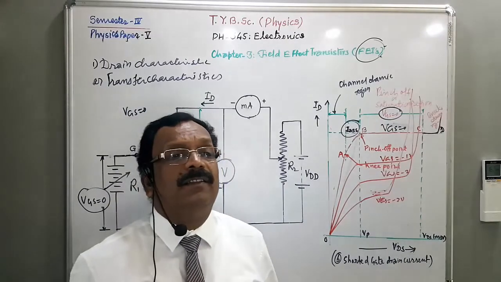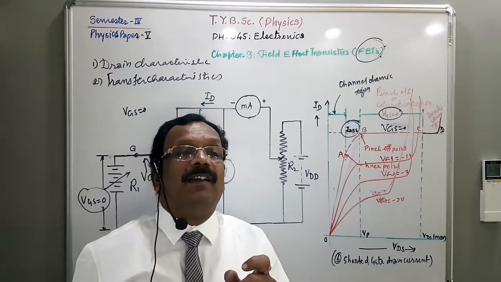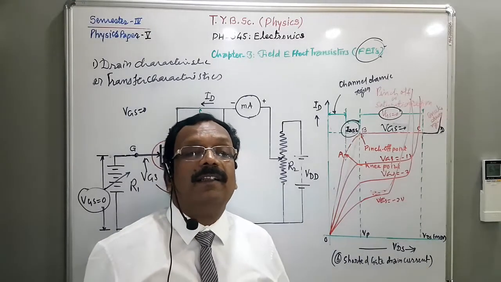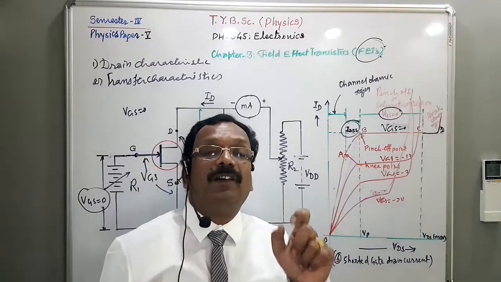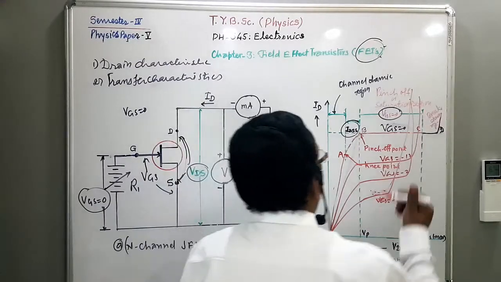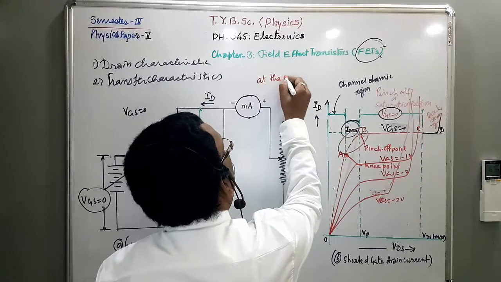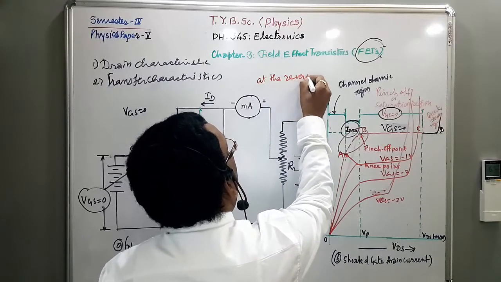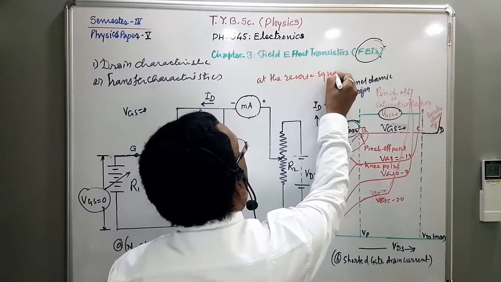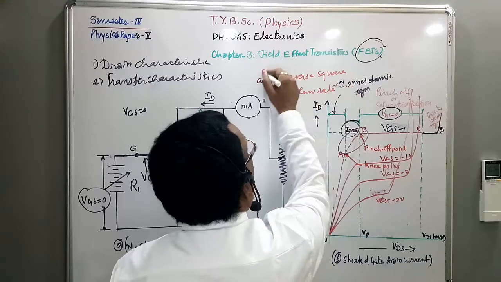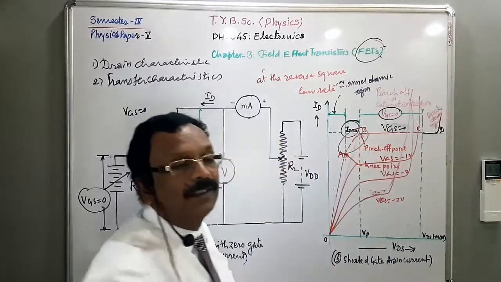Now curve AB. In this region, the drain current increases at the reverse square law rate. Here, the drain current increases at the reverse square law rate in this region, A to B.